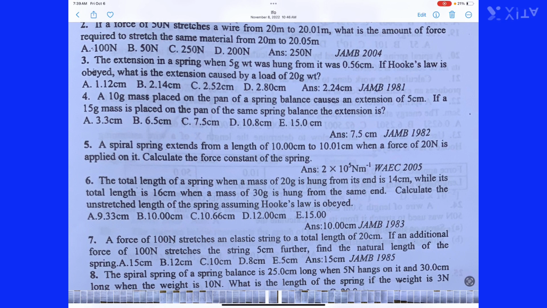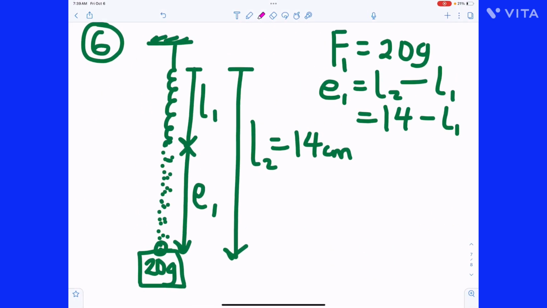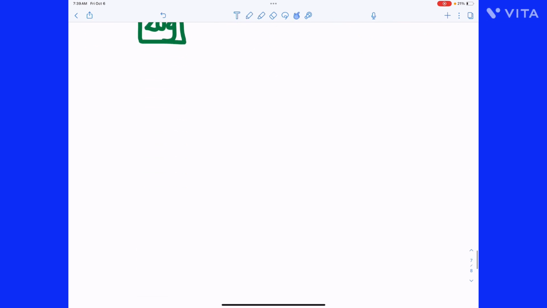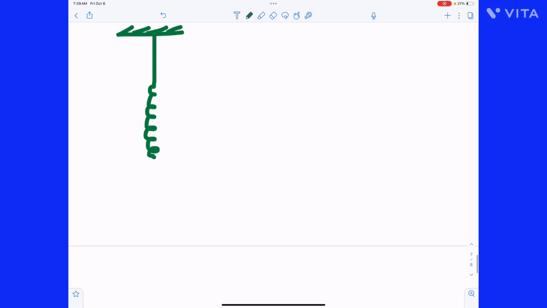Now the next part says, while its total length is 16 centimeters when a mass of 30 grams is hung from the same end, calculate the unstretched length of the spring, assuming Hooke's law is obeyed. So we are going to draw another diagram. The second diagram will mean that in the same spring, when you hang a mass of 30 grams.